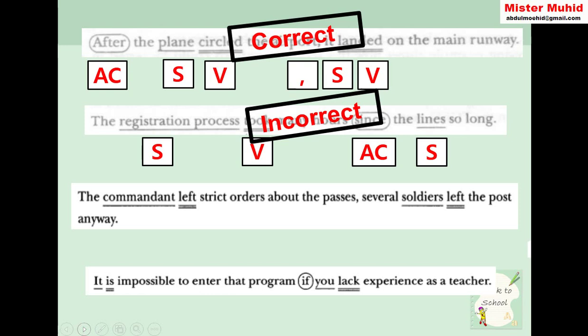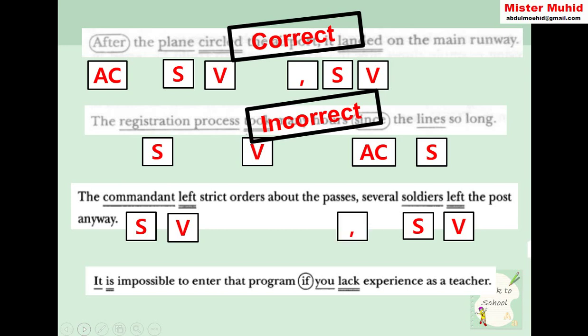The commandant left strict orders about the presses. Several soldiers left the post anyway. So we see the commandant is the subject, left is the verb. And then soldiers is the subject, left is the verb. And then we don't have any connectors, anyway. So the adverb connector is nothing. So it is incorrect. Just a comma, okay.